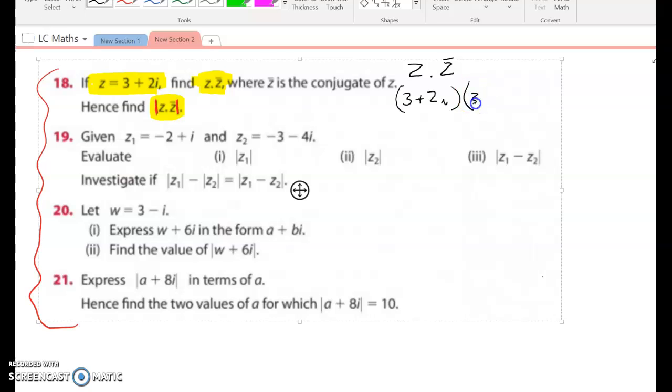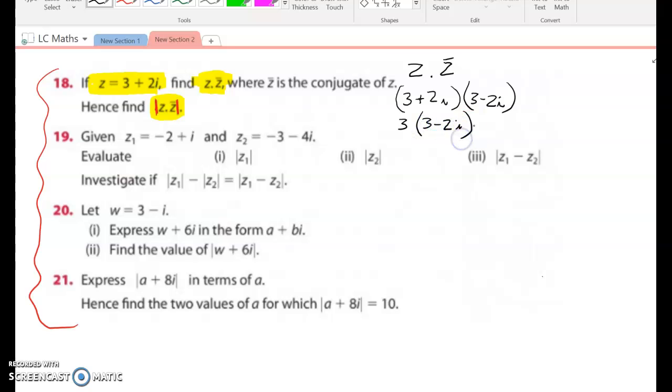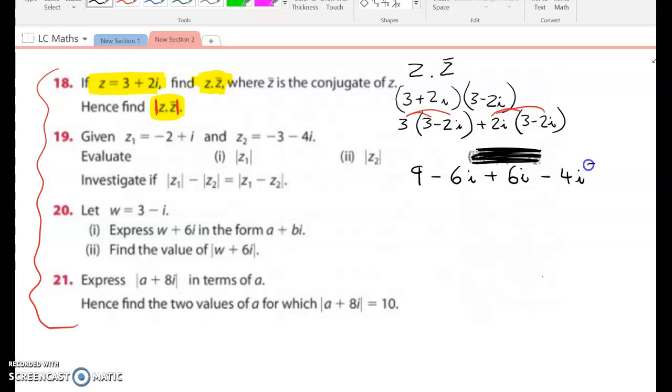3 minus 2i, because of course conjugates, you change the middle sign, the sign belonging to the imaginary bit. So to multiply that out, we have to break up the brackets. We have to multiply in, and in, and in, and in. And what do we get? We get 3 by 3 is 9. 3 by minus 2i is minus 6i. Plus 6i. Minus 4i squared.